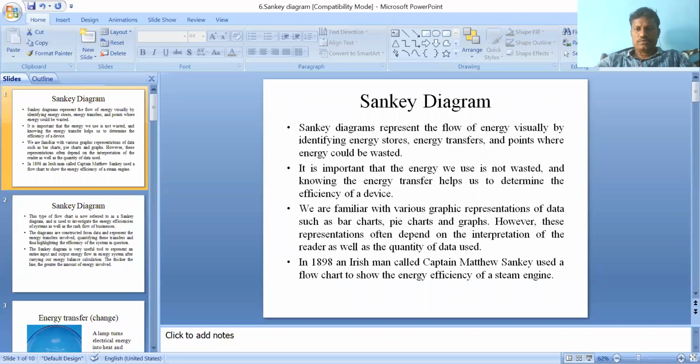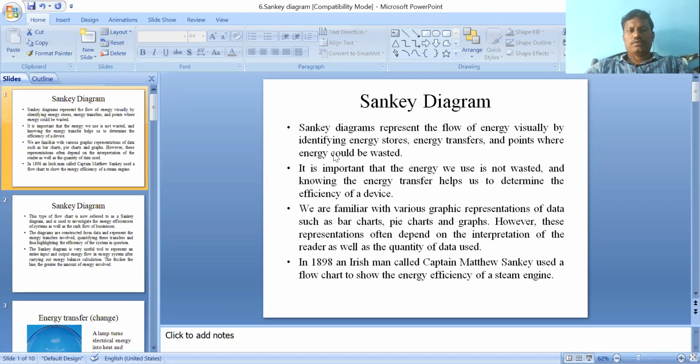Sankey diagram. So what does a Sankey diagram show? What are the representations of a Sankey diagram? It is a very simple topic.